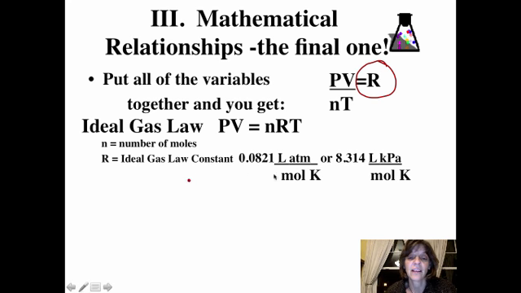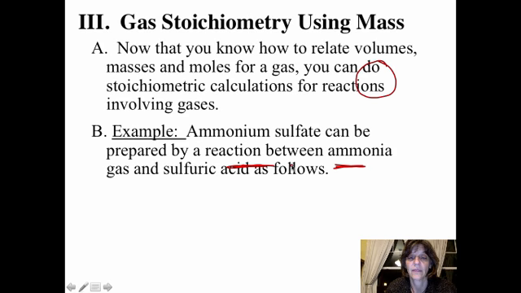So the ideal gas law constant has several values depending on the pressure units you use, but the more common ones are 0.0821 liter atmospheres per mole Kelvin and 8.314 liter kPa per mole Kelvin. Different numbers because of the different pressure units.